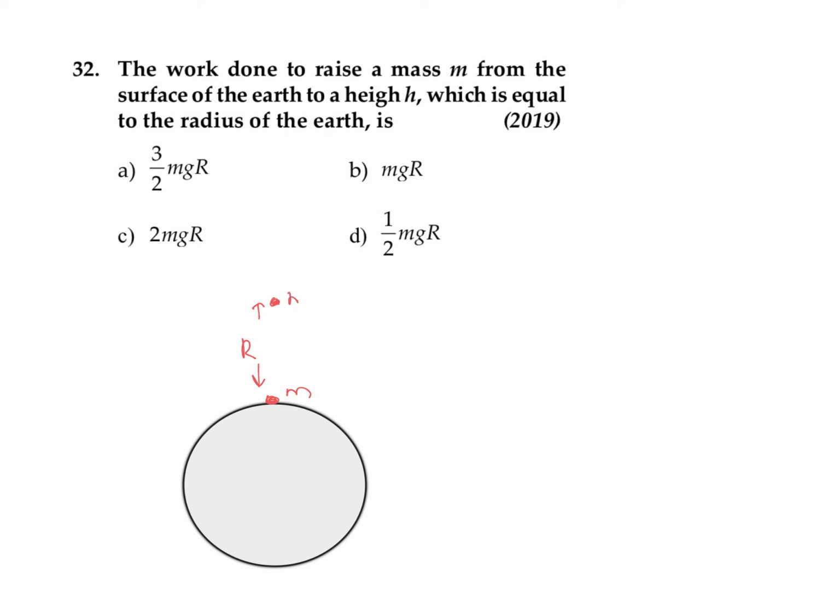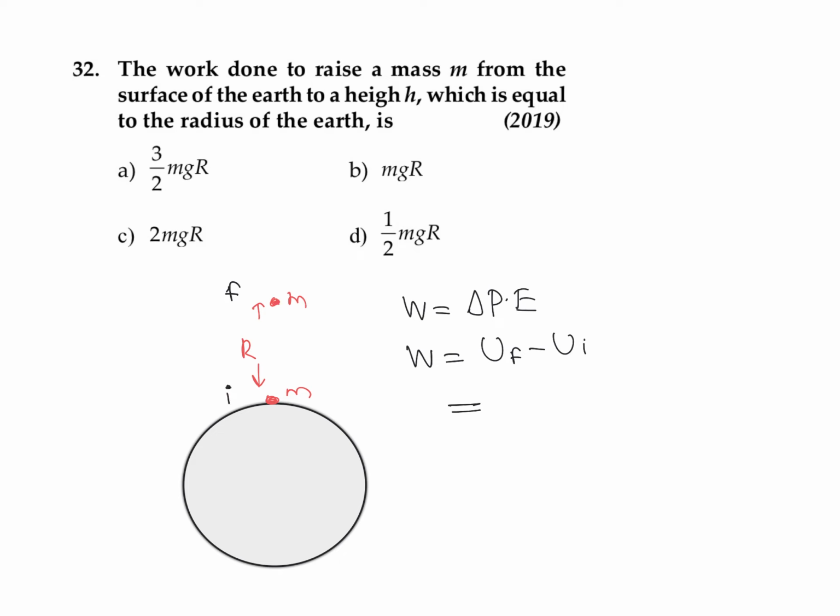So we can use this concept that work done is equal to change in kinetic energy plus change in potential energy. Over here the kinetic energy is not changing, so we can just write that the work done by the external force is equal to change in potential energy. And we know that change in potential is final potential minus initial potential. Let's say this is our final point and the surface of earth is our initial point.